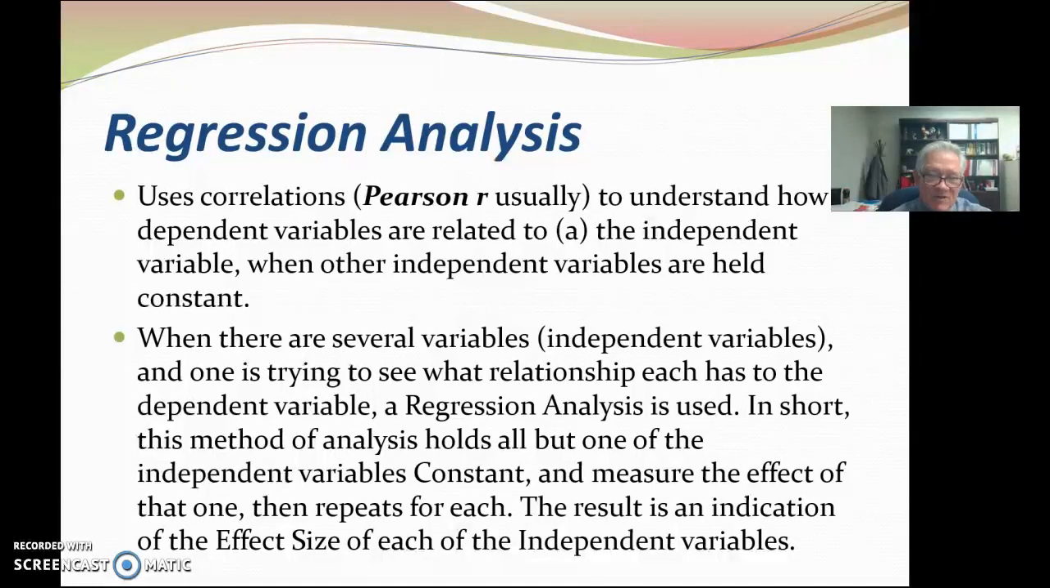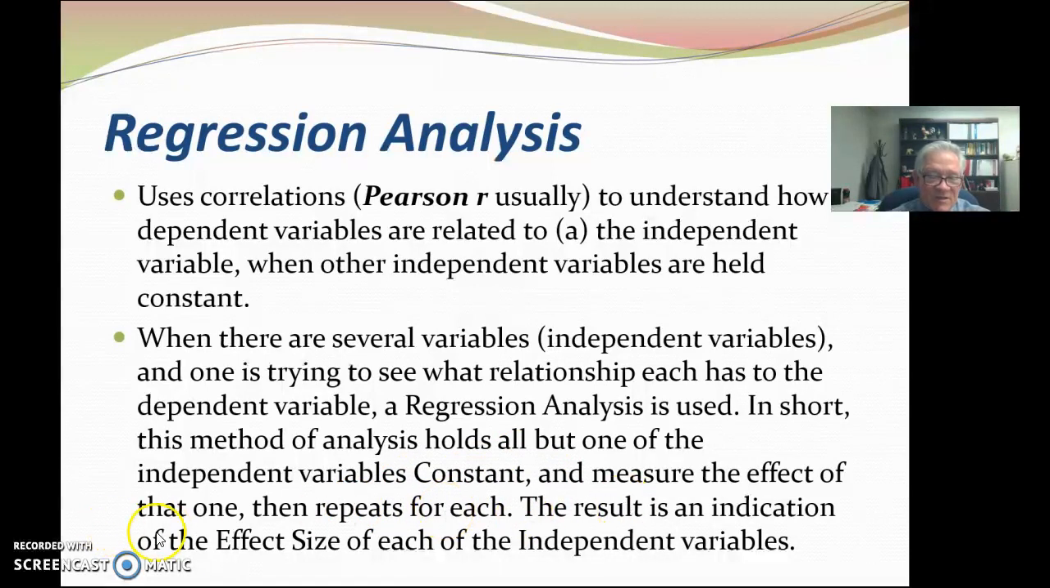For example, all of the things that I just mentioned a moment ago, the teacher, the instructional time, access to technology, and so forth. If you have measures for all of those things, you can perform a regression analysis and see how strong the relationship is, how much each of those factors contributes to the overall student achievement increase or decrease. I hope that makes sense. The bottom line here is, in short, this method of analysis holds all but one of the independent variables constant and measures the effect of that one, then repeats for each one.